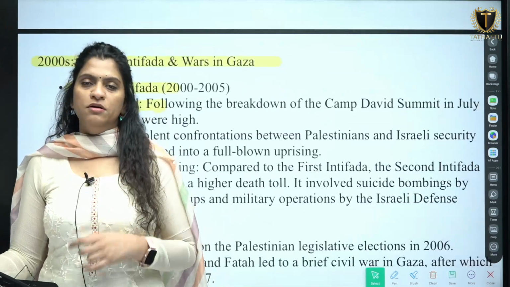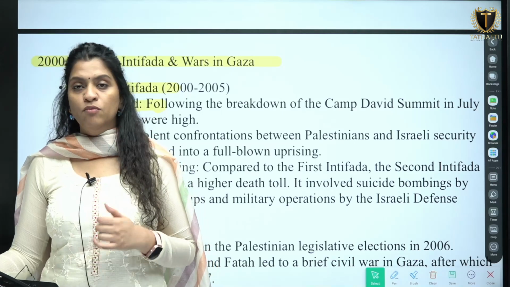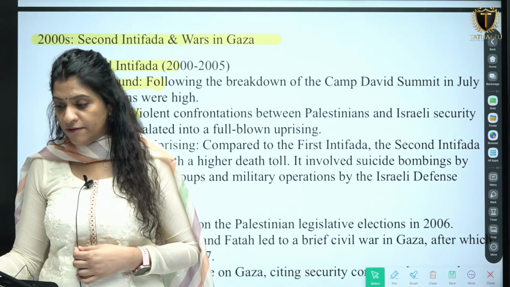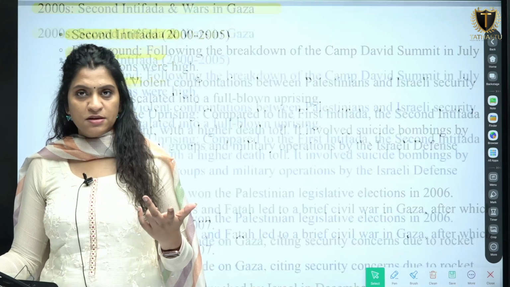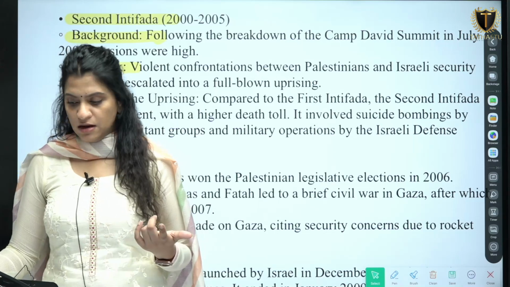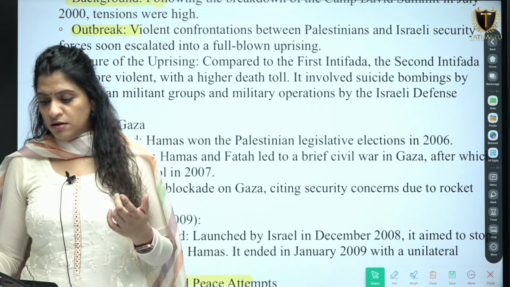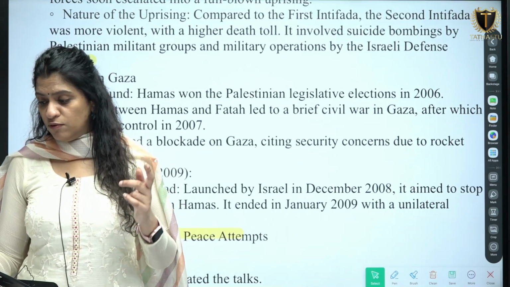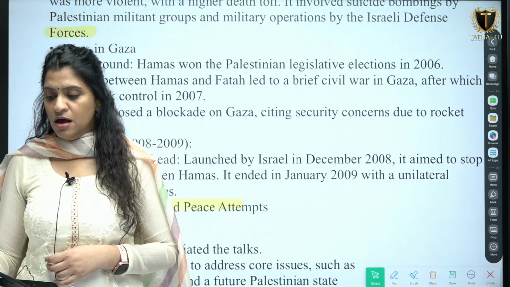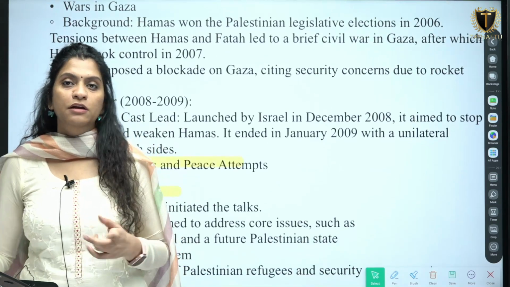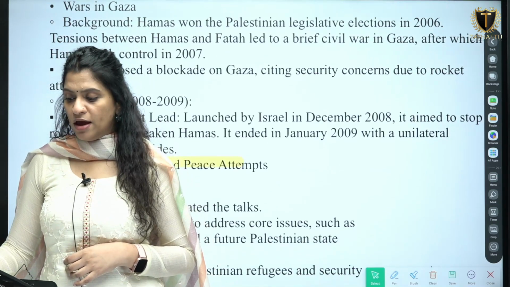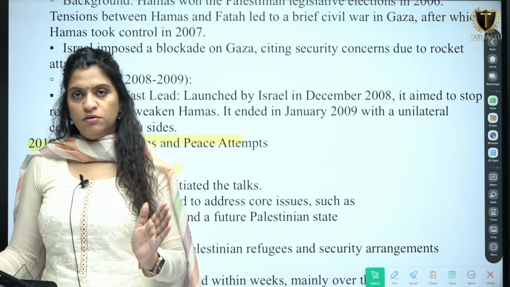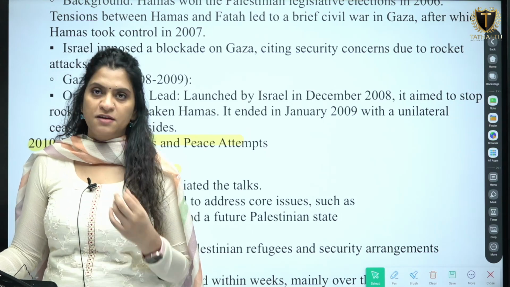Then in 2000, the second Intifada happens and wars in Gaza happen. Second Intifada, 2000 to 2005. Background: what were the outbreak forces in the second Intifada? Wars in Gaza. And then there was tension between Hamas and Fatah, which led to a brief civil war in Gaza in 2006. The Gaza war happened in 2008-2009, where there was Operation Cast Lead, and then from 2000 to present, tensions and peace attempts.